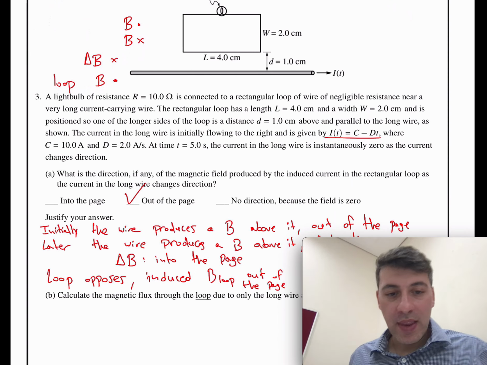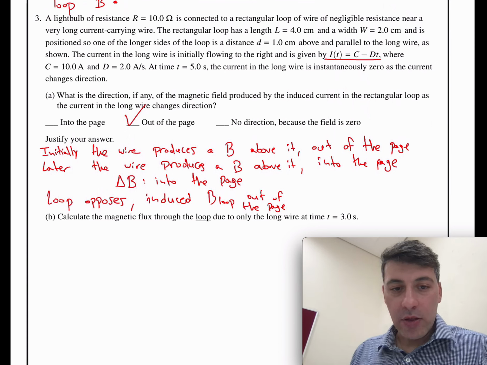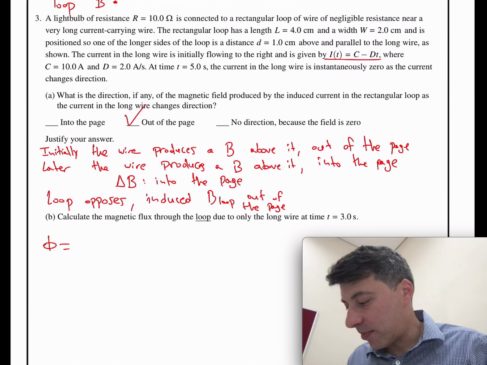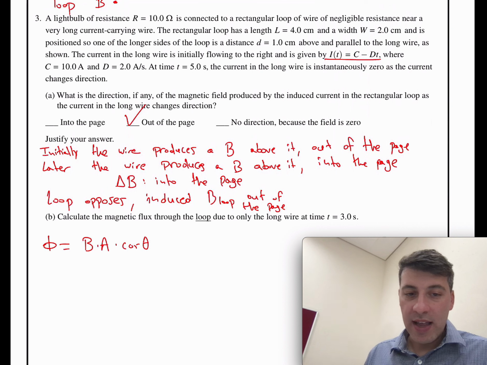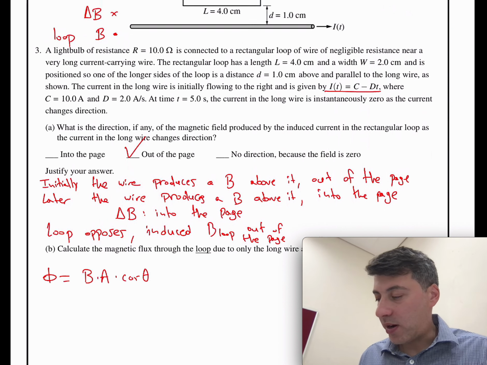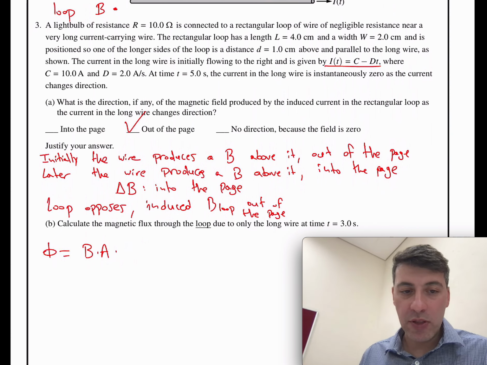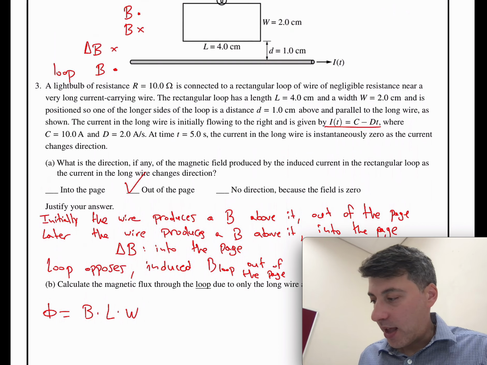And then we move on. We need to calculate the magnetic flux through the loop at the time equals 3 seconds. Now, the basic law that we'll use for magnetic flux is magnetic field multiplied by area multiplied by cosine of the angle between the normal and the loop. In this case, we can consider that the angle is 90 degrees, so we don't really care about the cosine. And the area of the loop is supposed to be length times width.